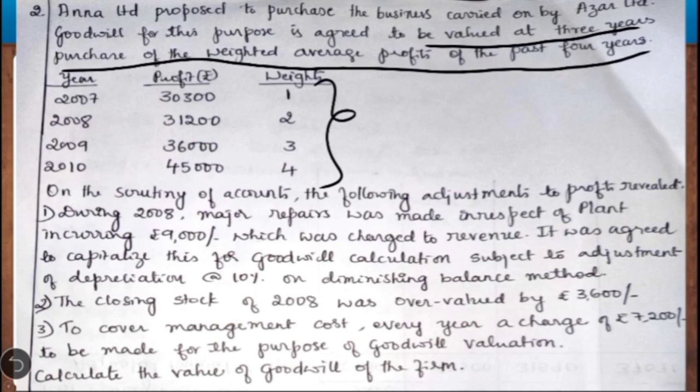If it is showing an increasing trend, we have to assign in the ascending order. On the other hand, if it is showing a decreasing trend, we have to assign the weights in the descending order. But in this question, we need not worry about assigning weights because they have specifically given them in the question. The same weights can be multiplied to the adjusted annual profits. Okay, then let us analyze the adjustments given.